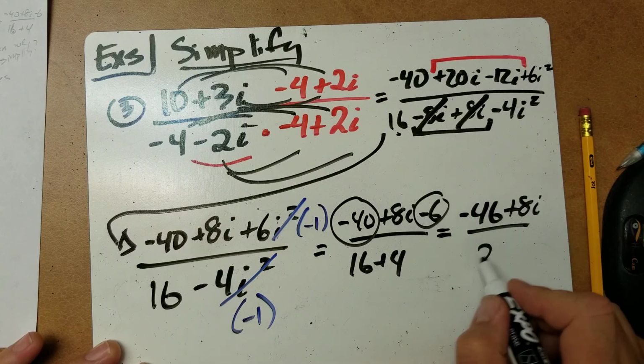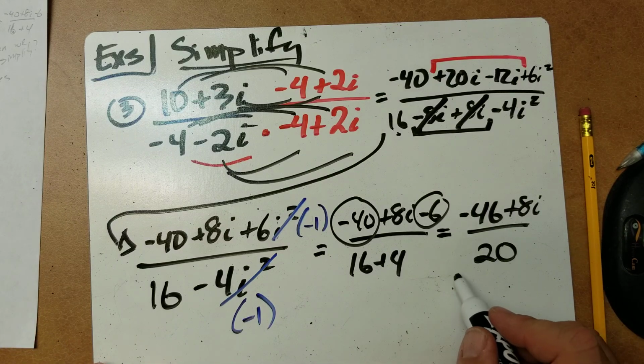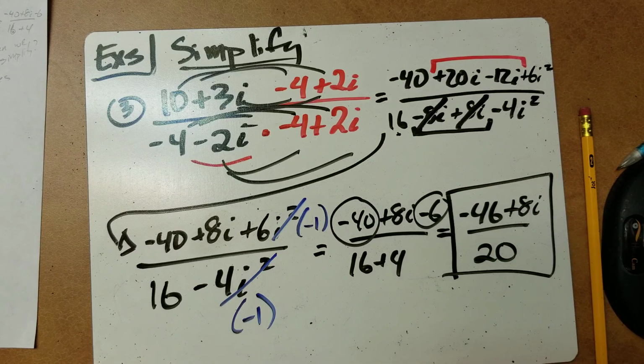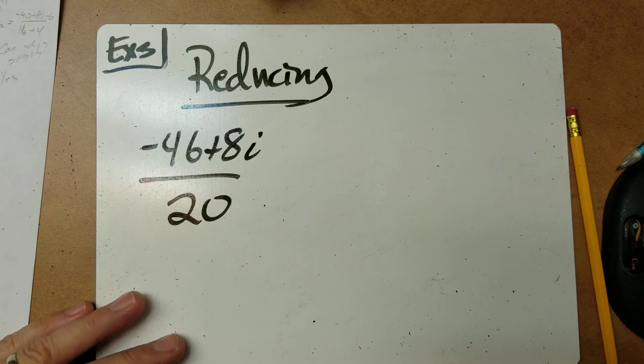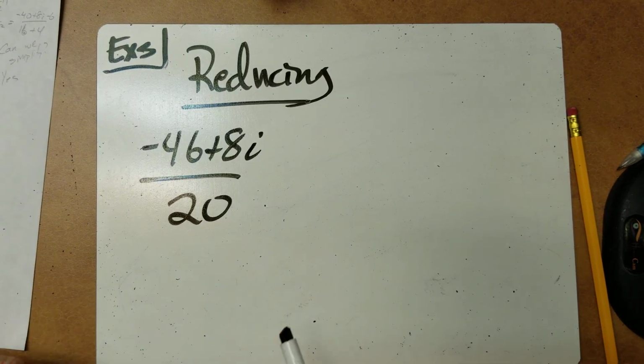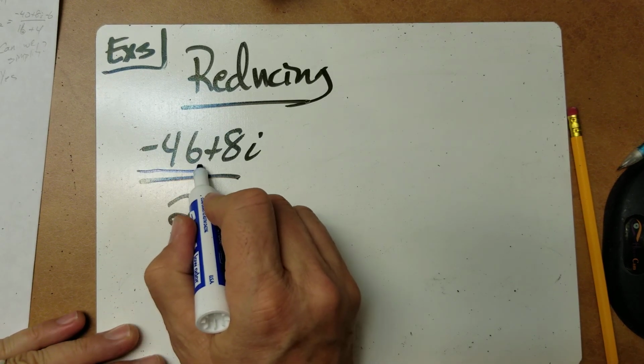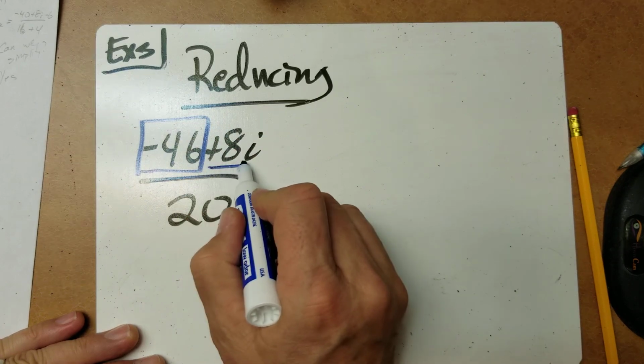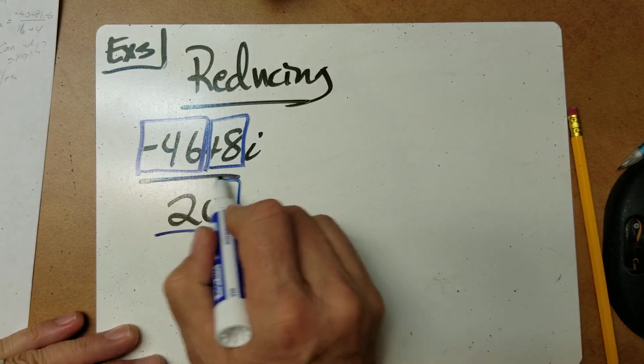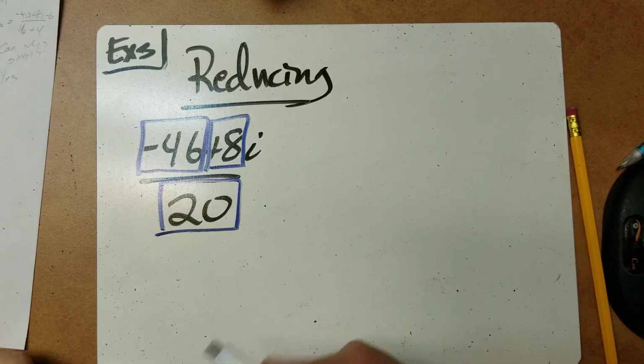Everything over 16 plus 4 is 20. This is pretty good, but I can reduce it. I'm going to show you that in just a second. So the question is, can I reduce that? And the answer in this case is yes, but it only works if you can reduce all 3 of these numbers. In other words, if you can find the GCF of all of those and divide.